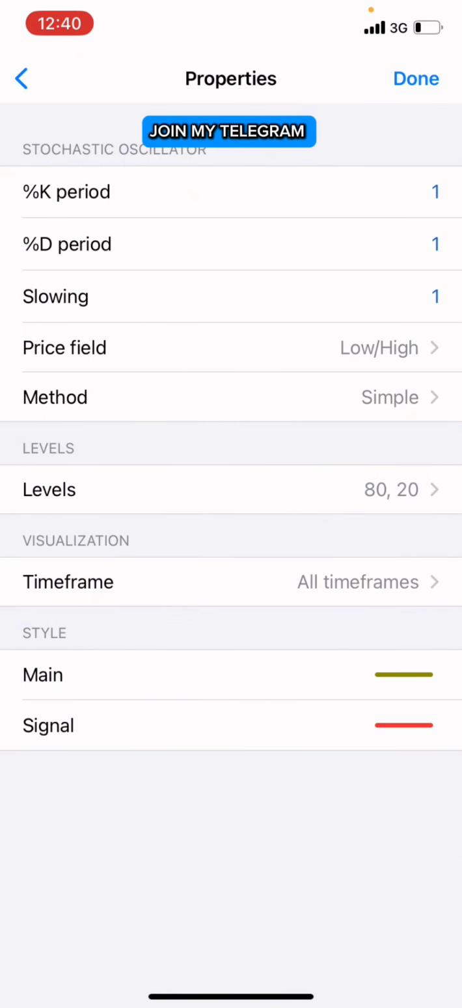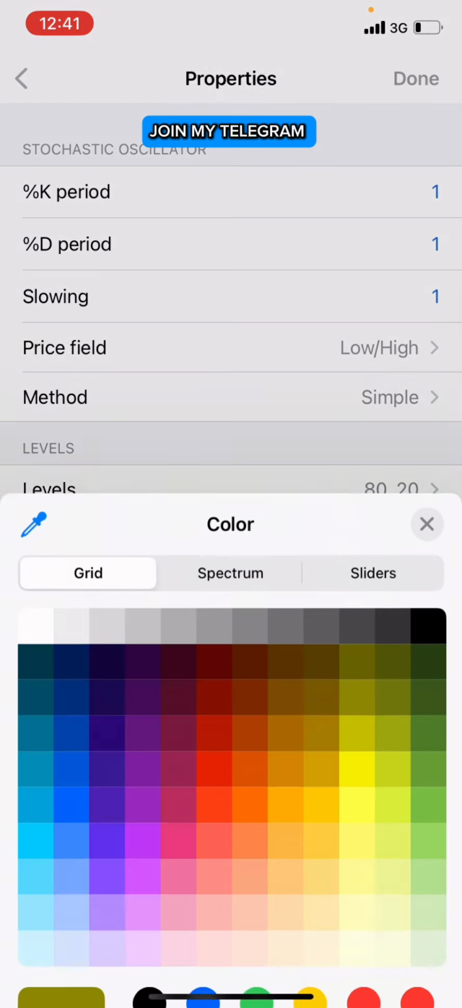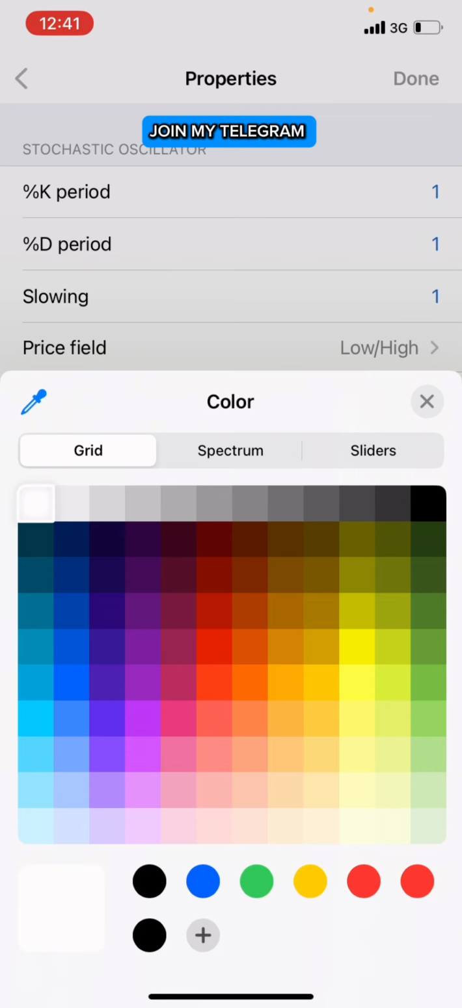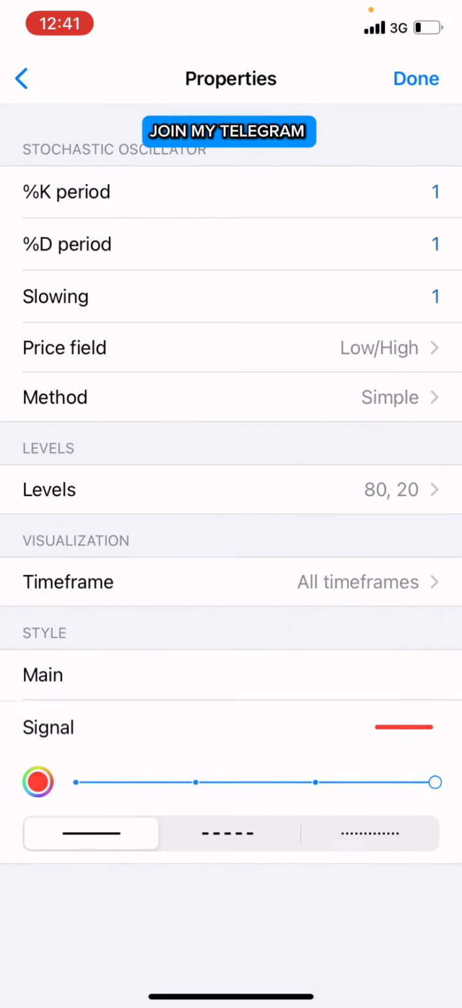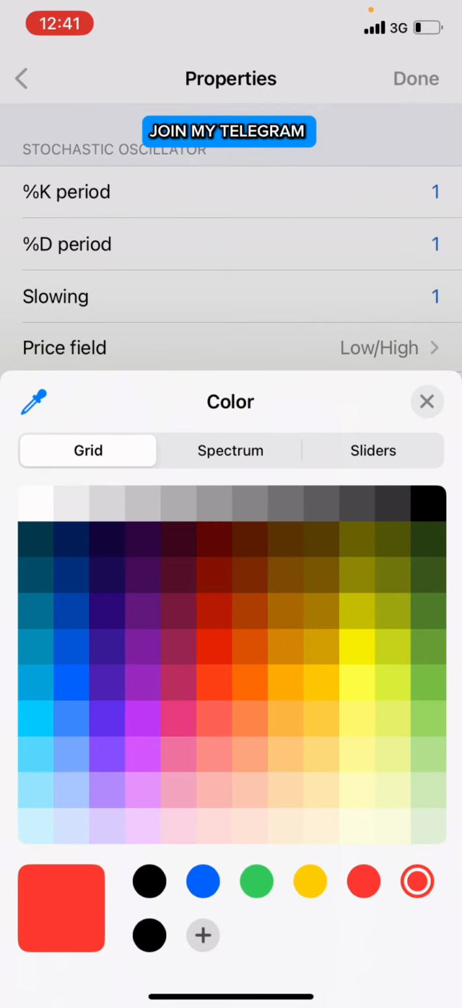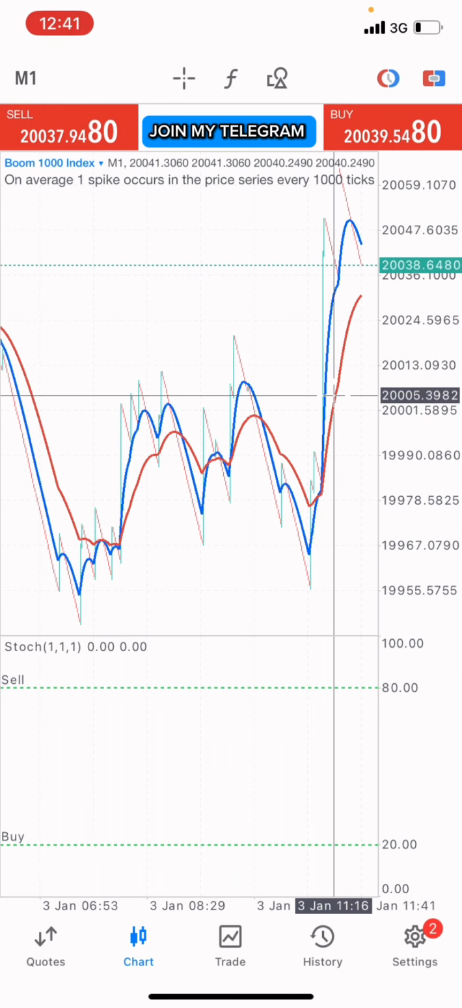Then for the main line at this point, you put that on color white. The pixel is going to be on 1. The signal is going to be the same white color, the color of your screen. The pixel is going to be on 1 with this first red line. Then you click on done.